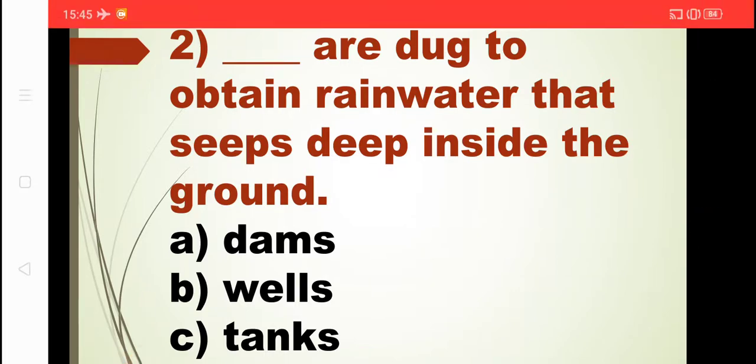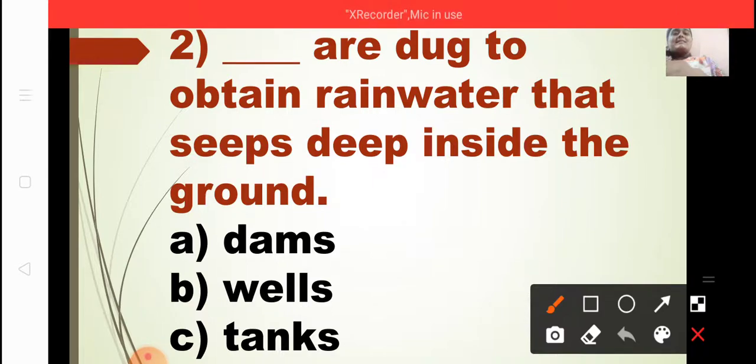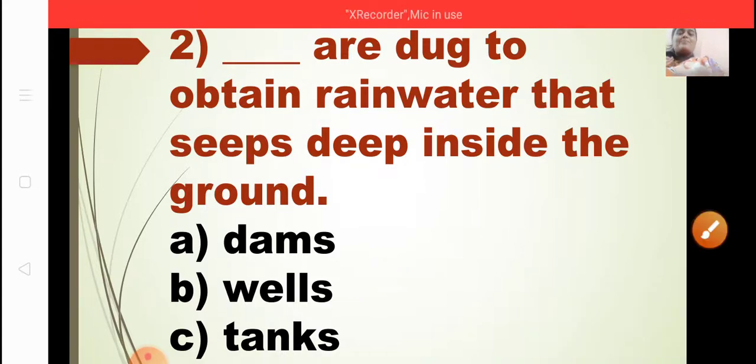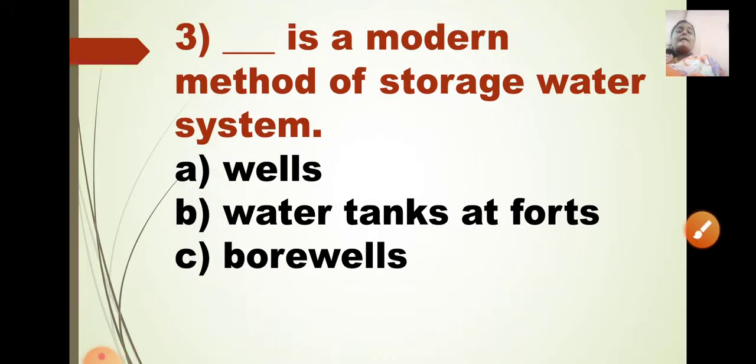So what are dug deep inside the ground? Yes, the second option, that is B option, is your correct option. So wells are dug deep inside the ground to obtain rainwater. Okay, now look at the third one. Dash is a modern method of storage water system.